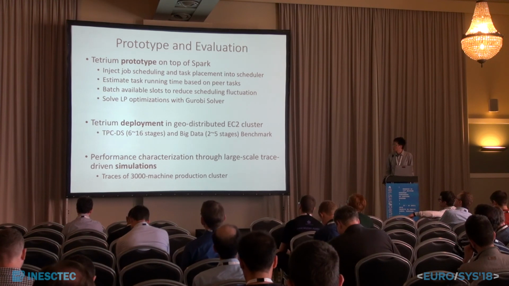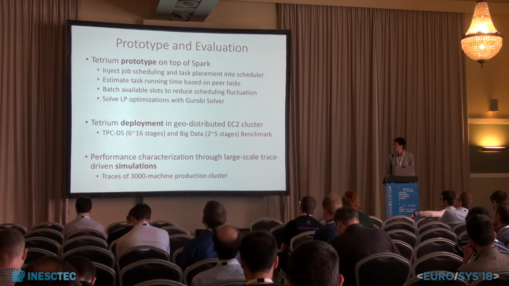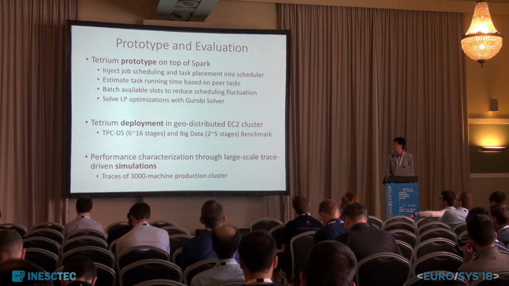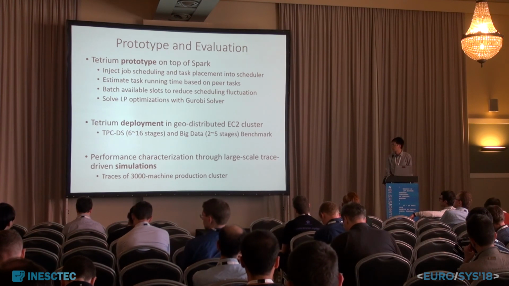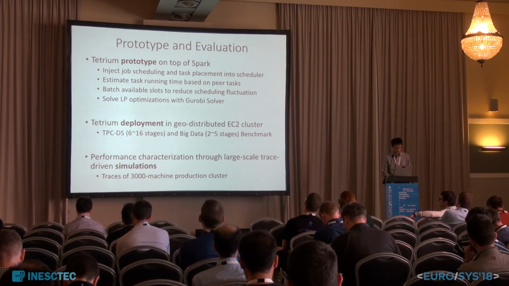In our evaluation, we have a deployment on a geo-distributed EC2 cluster. We have 2 benchmarks. The first one is TPC-DS, which has longer stages of tasks. And the second one is the Big Data Benchmark, which has shorter stages of tasks. In addition to the real deployment, we also have trace-based simulations, using traces from a 3,000-machine production cluster.